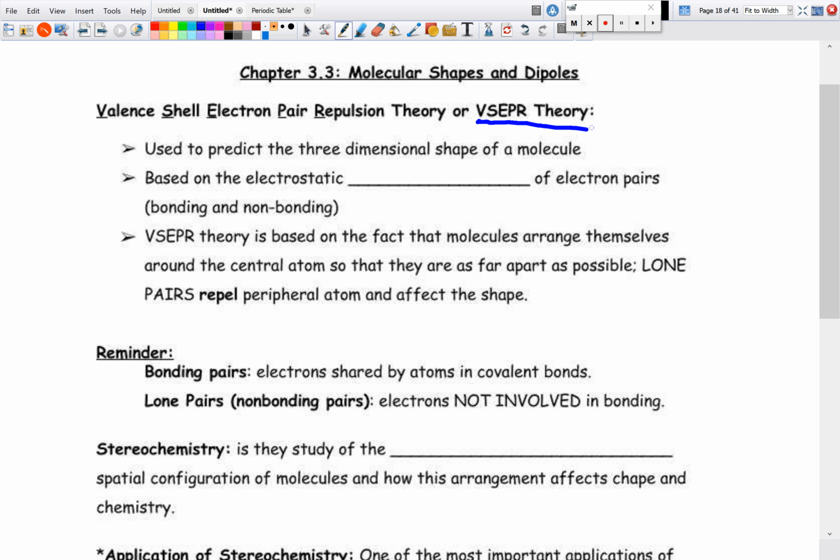Now, this is used to predict the three-dimensional shapes of molecules, so we have to kind of think in 3D space. And this is based off of electrostatic interactions of the electron pairs, both bonding and non-bonding. So we will need to pay attention to how everything looks and how they interact.